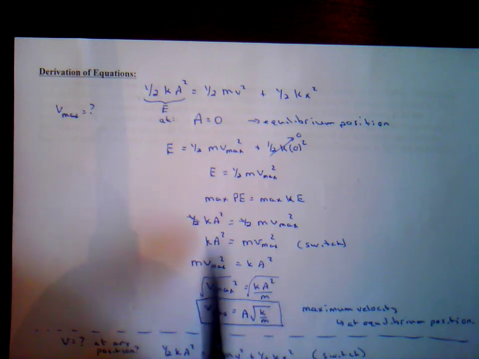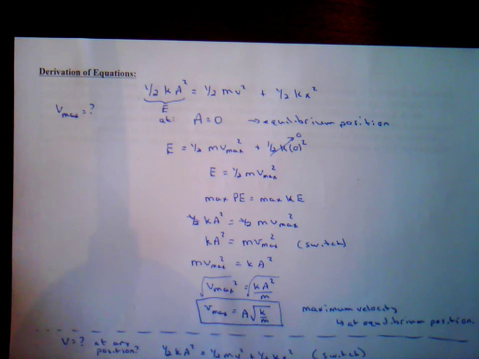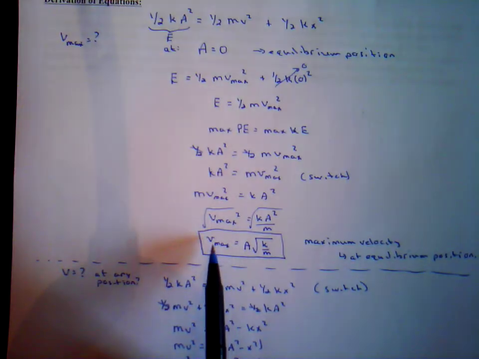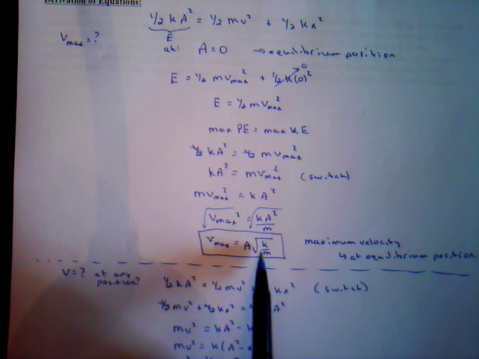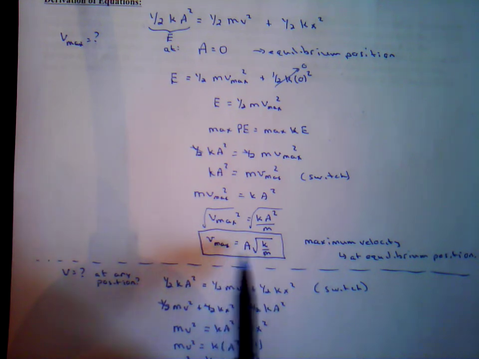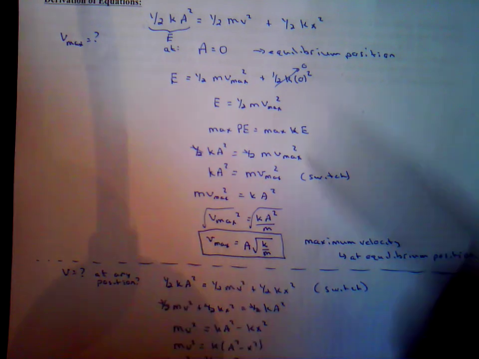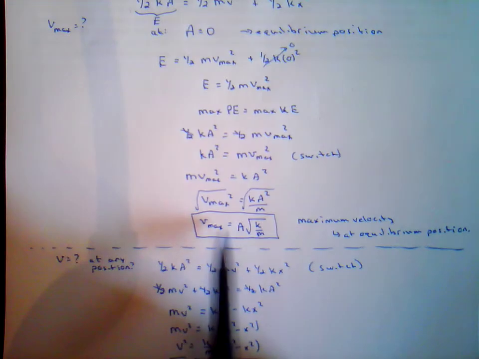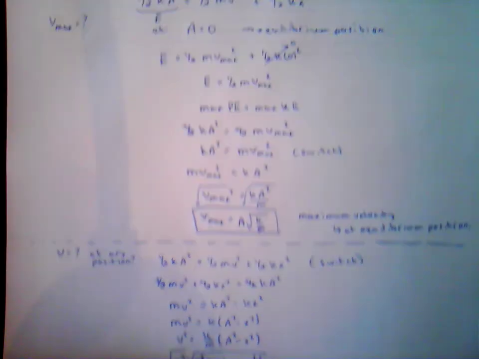I'm just going to switch this, move this quantity to the left side, this quantity to the right side. I just switch that equation there. I'm going to solve this equation for the maximum velocity. If I do that, I get that maximum velocity equals A times the square root of k over m. This is the equation for the maximum velocity at the equilibrium position. It's a good equation, though. This is not on the information sheet, because you don't need this equation. You can actually use this equation to solve any of the problems that we're going to do. This is a nice equation.